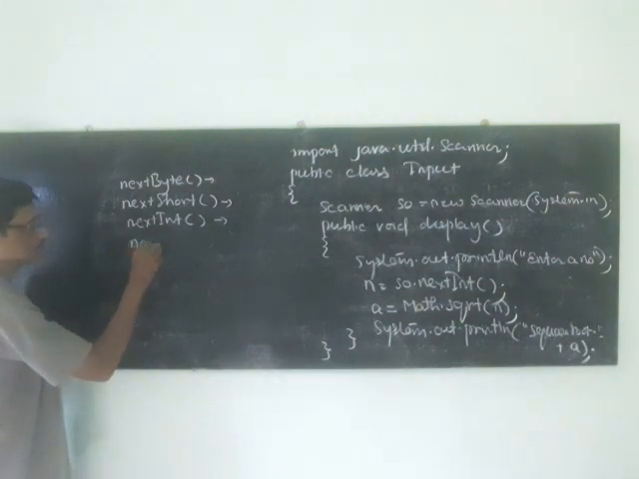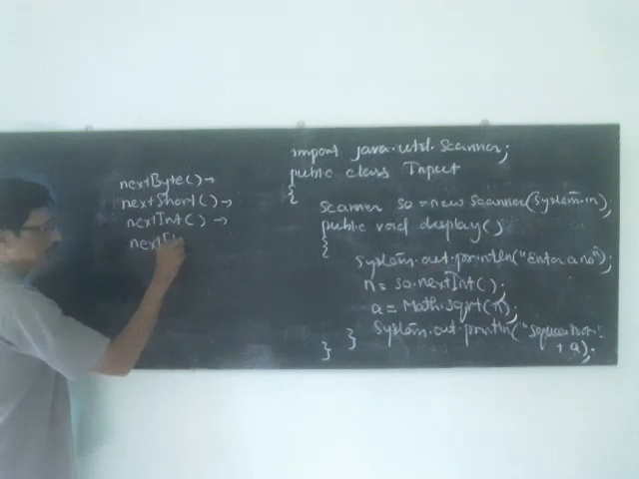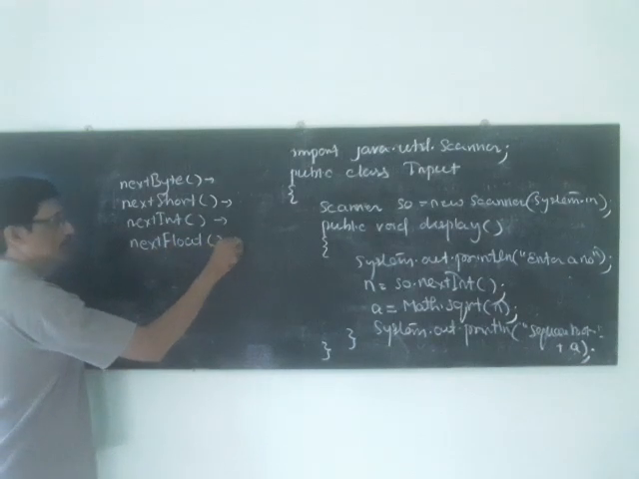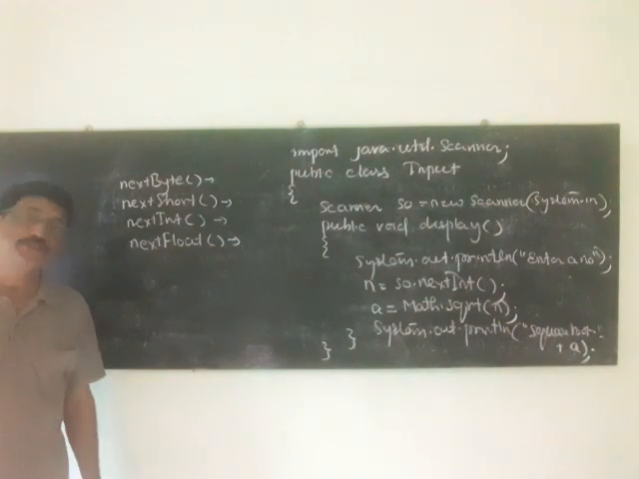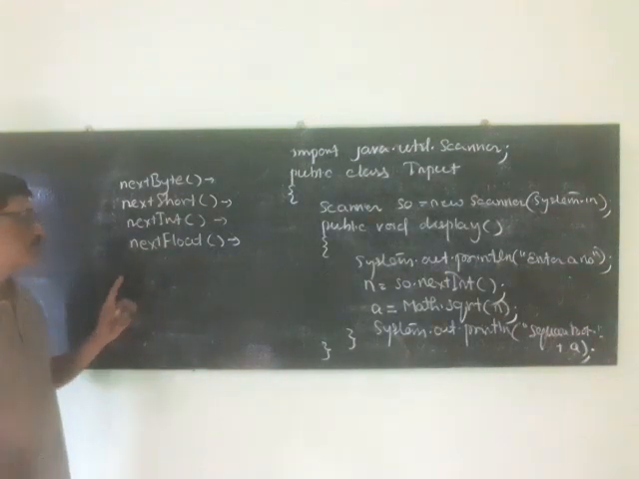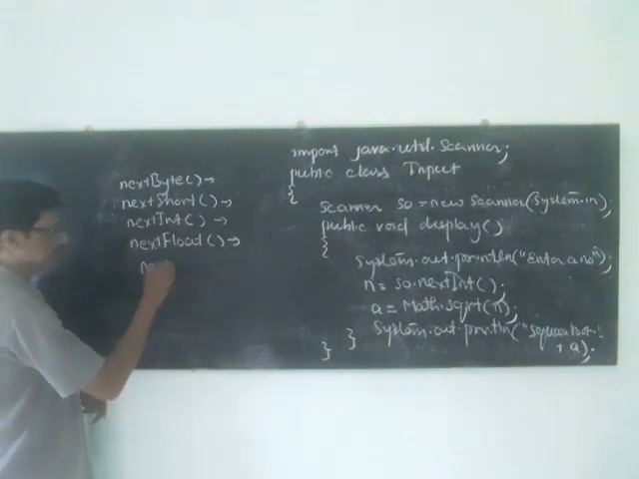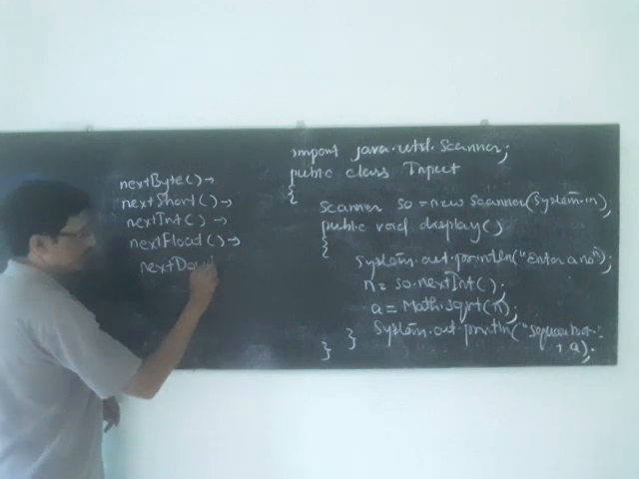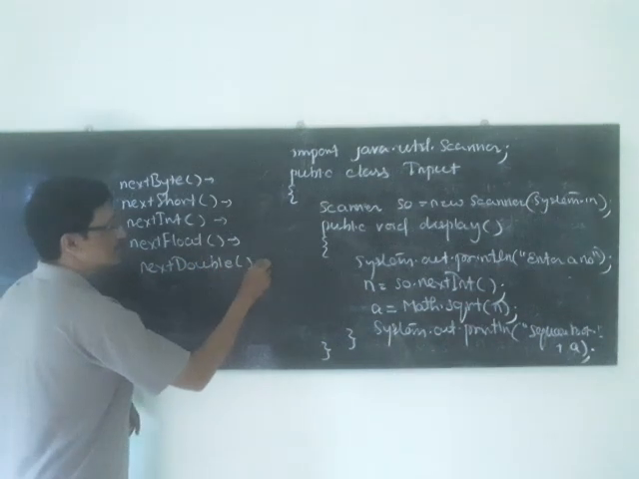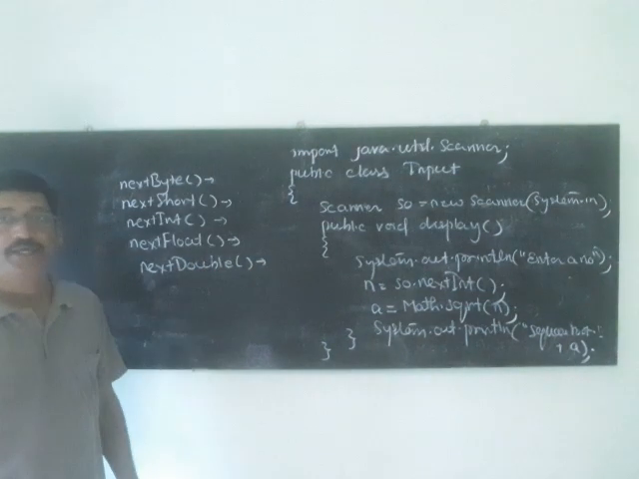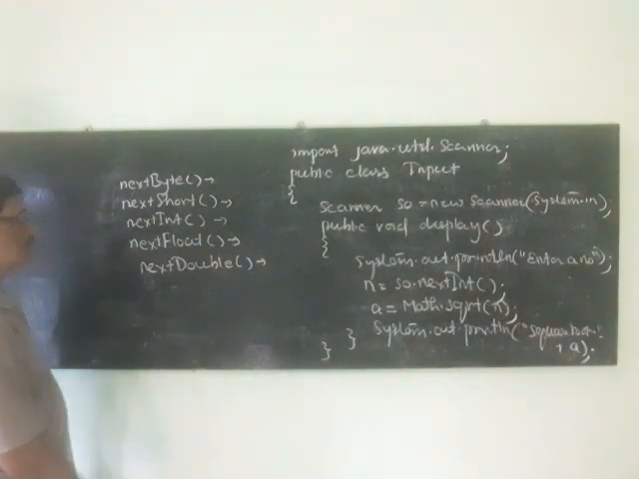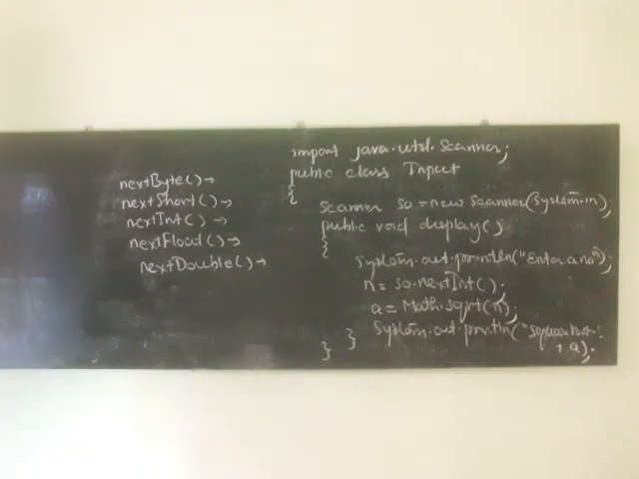Then nextFloat. If your input consists of a single precision real number, then you can use nextFloat. Then nextDouble. You can use the nextDouble function if your input consists of a double precision real number. So nextByte, nextShort, nextInt, nextFloat, nextDouble.